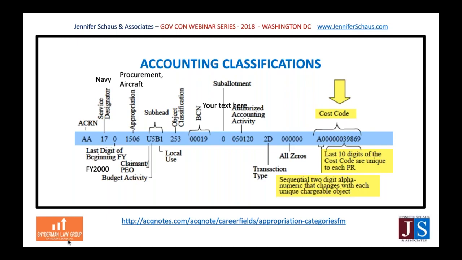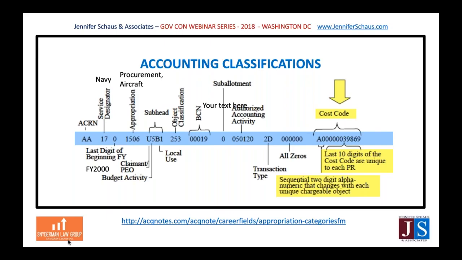The first thing you'll see is, so this is a DoD acronym, Department of Defense acronym. So you'll see the acronym number AA, and then a service designator, which is 17. And 17, there's a chart that shows you exactly what that means, and I give you the link to see where that chart is here on the bottom of the slide. 17 is the Navy. Then there's a 0, and that 0 means it's the last digit of the beginning fiscal year. So this was a FY 2000 designation, so it's a Navy FY 2000 appropriation.